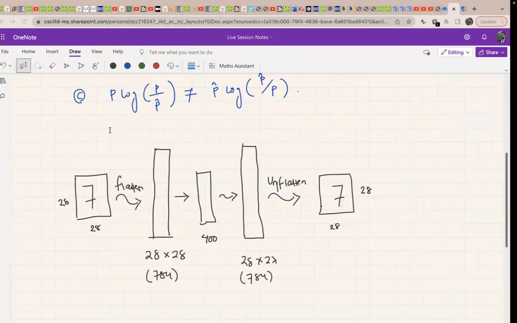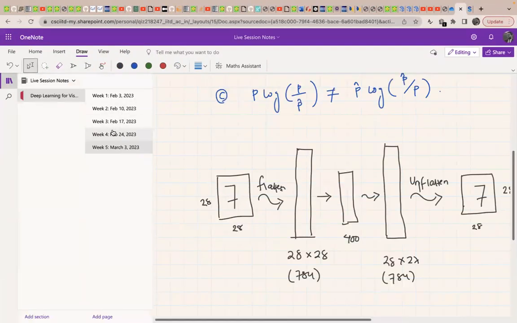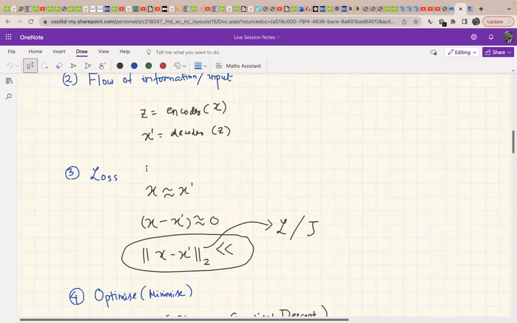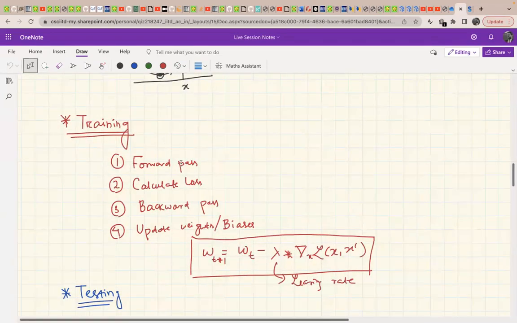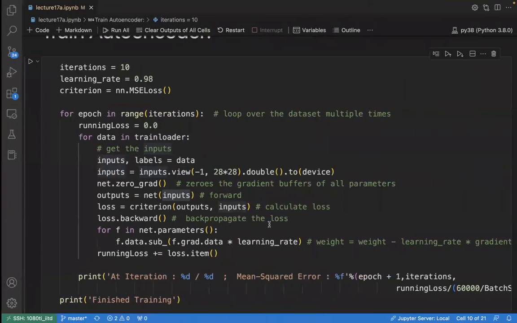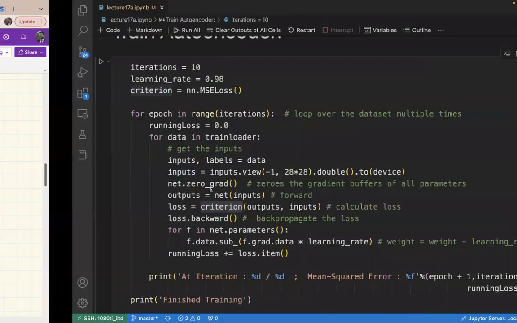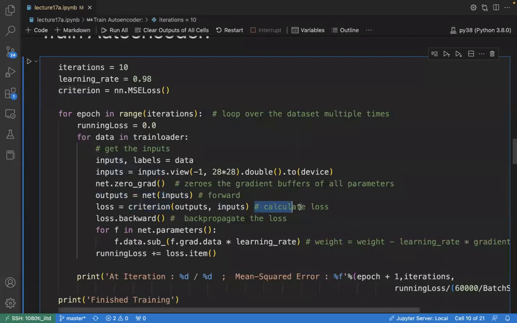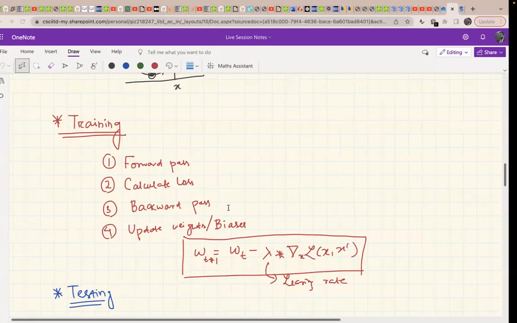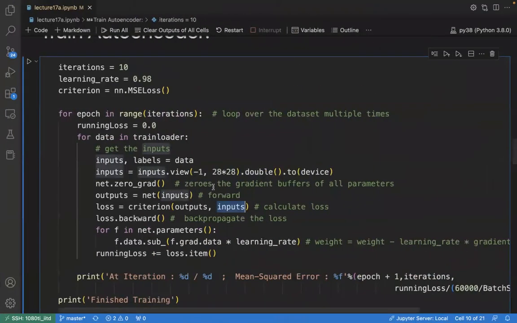If you remember, I also mentioned the steps for it. First will be forward pass, then calculate loss, then backward pass, then update weights and biases. In the forward pass, we pass the input through the net and get the output. The second step is calculating the loss. You can see here the loss is between input and output, between x and x test.